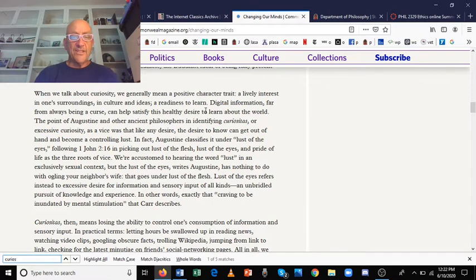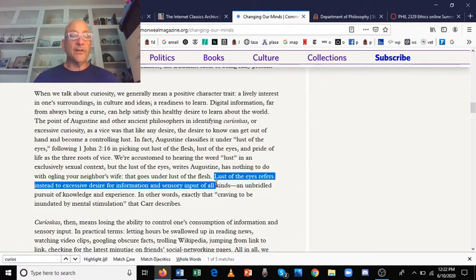I think this is Augustine, another famous Catholic theologian and saint prior to Aquinas, called this the lust of the eye, right? I love that word. Nothing to do with sexual desire, right? It refers, if you look at the end of this paragraph, to excessive desire for information and sensory input. Okay.